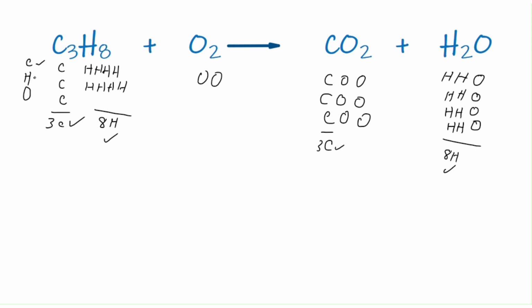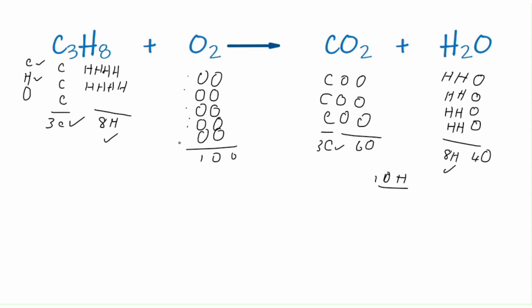Now the final one, the oxygens. On the left-hand side, we've got 2. On the right, we've got 6 for those 3 CO2s and 4 for those H2Os. 6 and 4, that makes 10. So we've got 10 oxygens on the right. We need 10 on the left. We've already got a molecule containing 2. So in other words, we need to make that from a 2 into a 10. And to do that, we multiply by 5. So we have 5 molecules of oxygen.